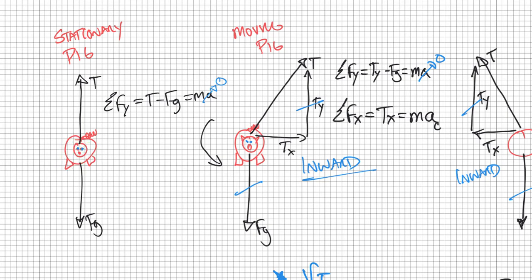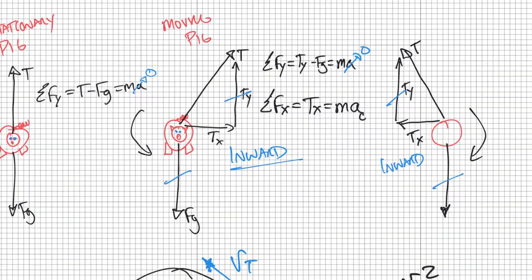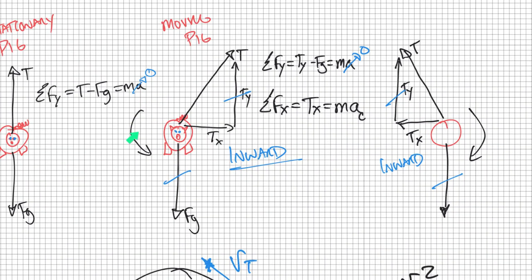Now, when we had this pig actually moving and we moved it within some circle, it doesn't matter if it's clockwise or counterclockwise, we still only had two forces. We had tension and we had gravity. But tension now was at an angle, so we had to break tension into its x and y components. Same thing here, x and y components.